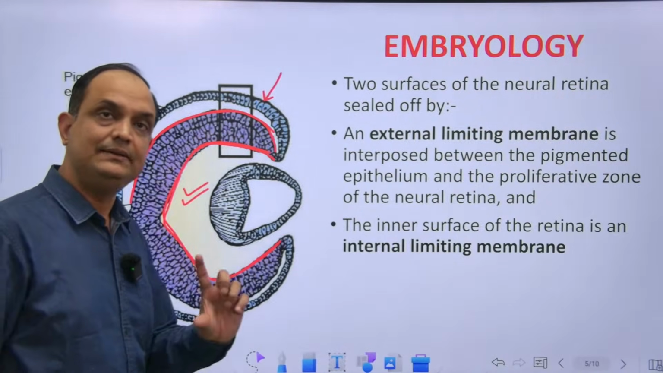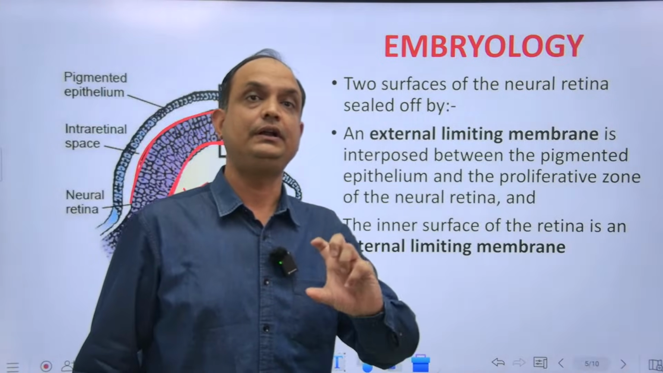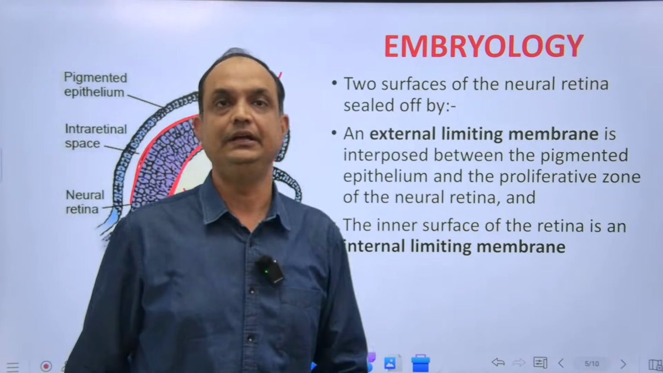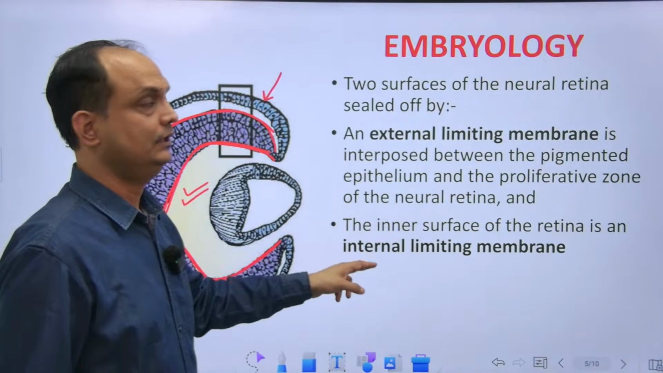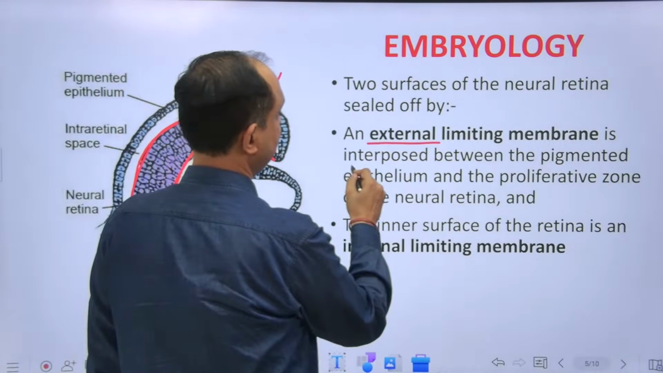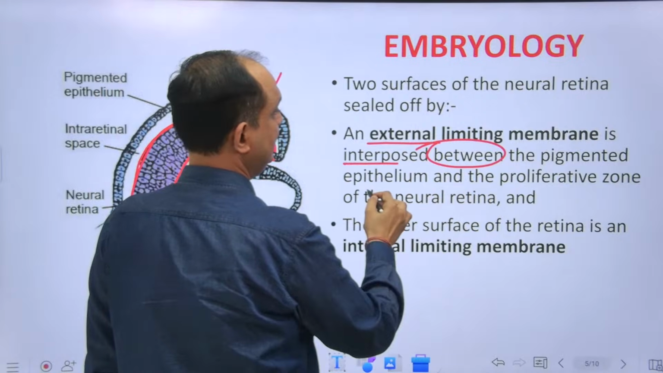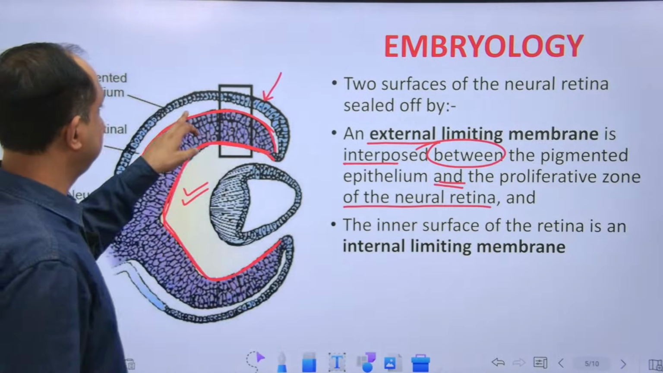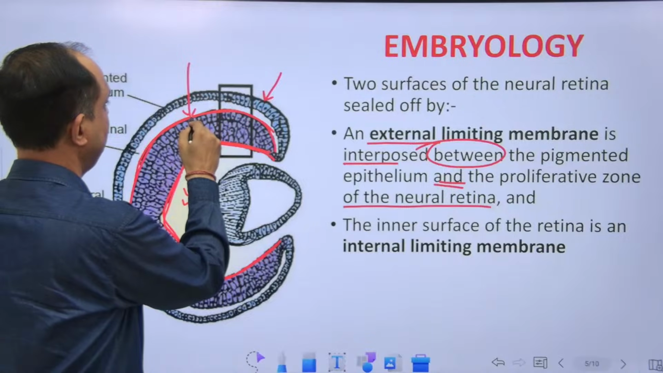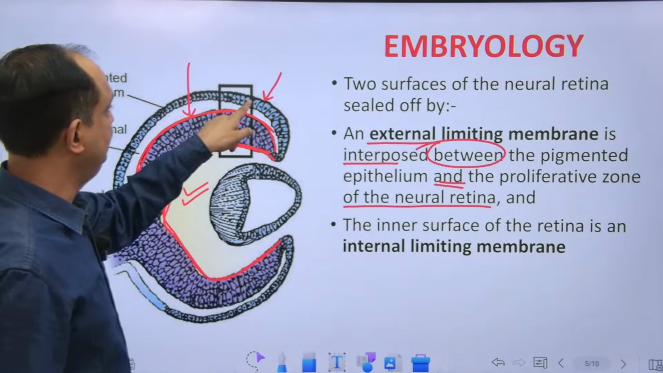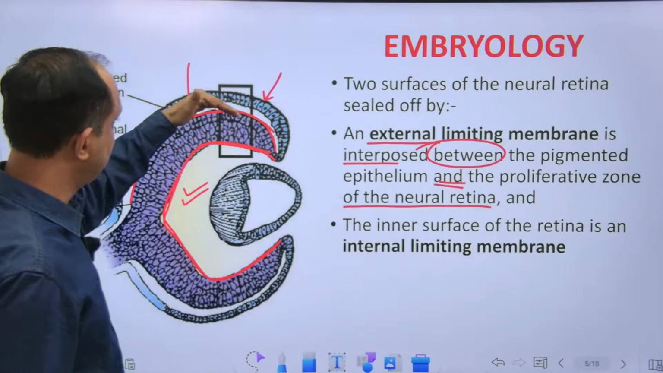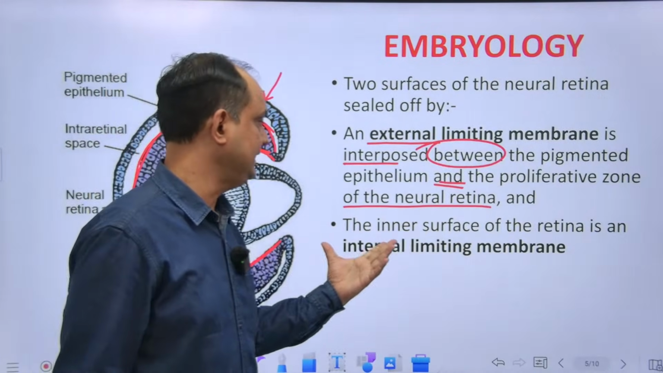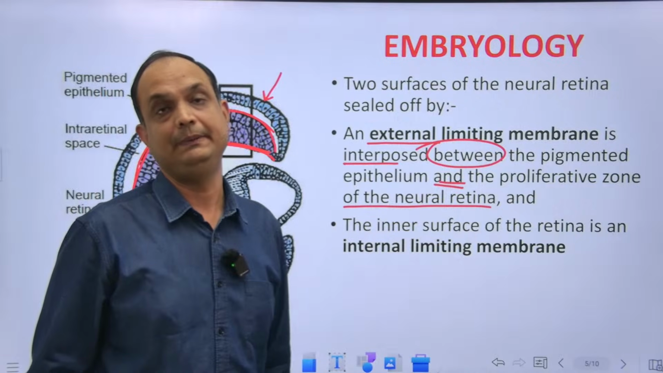Clear? So sometimes you may have this question: the vitreous humor is separated from the retina by which layer? The answer is the inner limiting membrane. The external limiting membrane is present between the pigmented epithelium and the proliferating part of the neural retina. So this is your external limiting membrane between the pigmented epithelium and the posterior proliferative area of the retina, while the inner surface of the retina is limited by the inner limiting membrane.